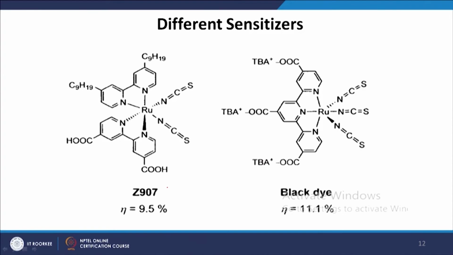Another common example used in the DSSC device is Z907. So here again we have ruthenium at the center and we have COOH group at the end and some alkyl chain, CnH2n+1, on the two other ends. So this dye shows a moderate efficiency of 9.5%. On the other hand, the black dye, where we again use ruthenium but have changed the structural properties so that it can absorb in the near IR range, has its efficiency increased to 11.1%.